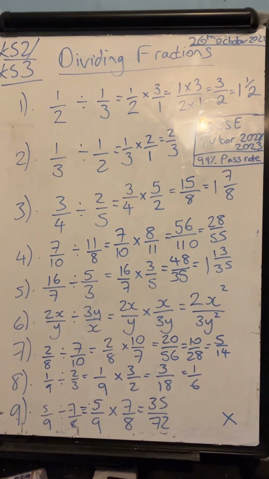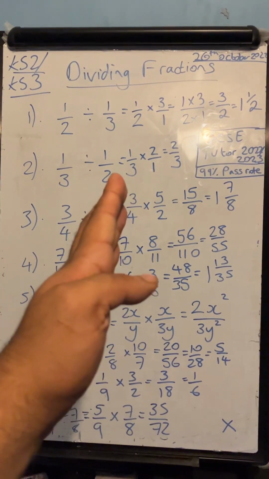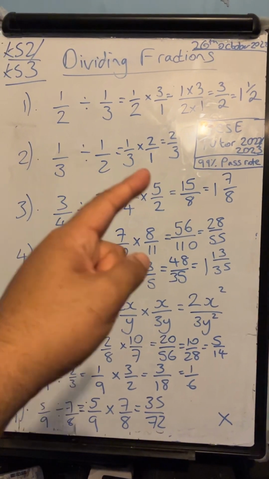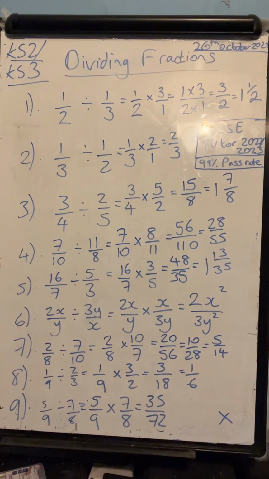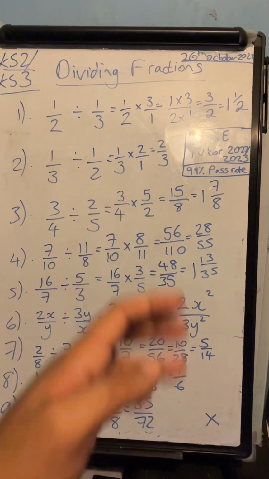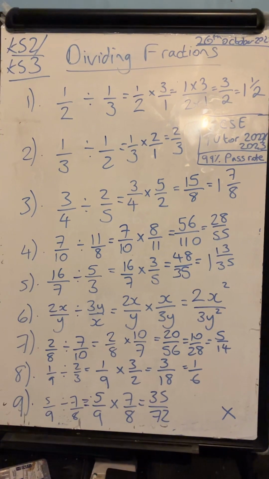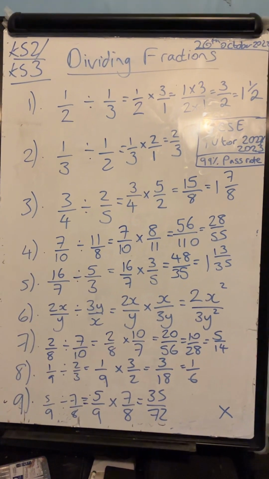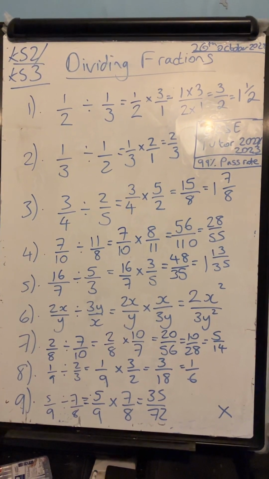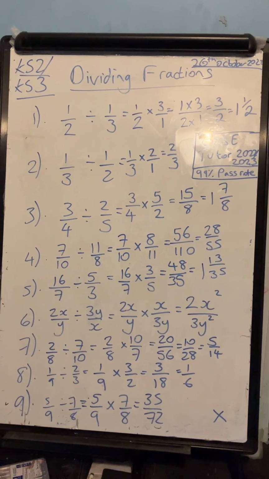Question number 2. 1/3 divided by 1/2. Again, I keep the first fraction the same, I flip the second, and then I change it into a multiplication. So now I do 1 times 2, which is 2, and then 3 times 1, which is 3. The answer we get this time is 2/3, which I class as a proper fraction. A proper fraction just means when the numerator is equal to or smaller than the denominator, and an improper fraction is the opposite. So an improper fraction means that the answer is bigger than 1.